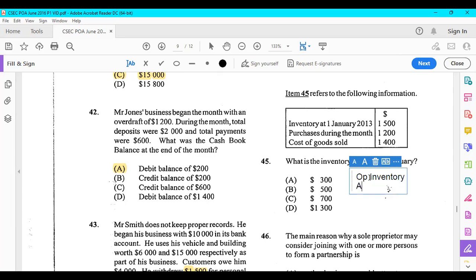Yeah. And we add the purchases. And then we would have less the closing inventory. And then this would have given the cost of goods sold, COGS. So we just transpose really. So this is $1,500. That's our purchases of $1,200. Closing is what we don't know. It's what we're trying to find, right? So let's call it X. And our cost of goods sold is equal to $1,400.